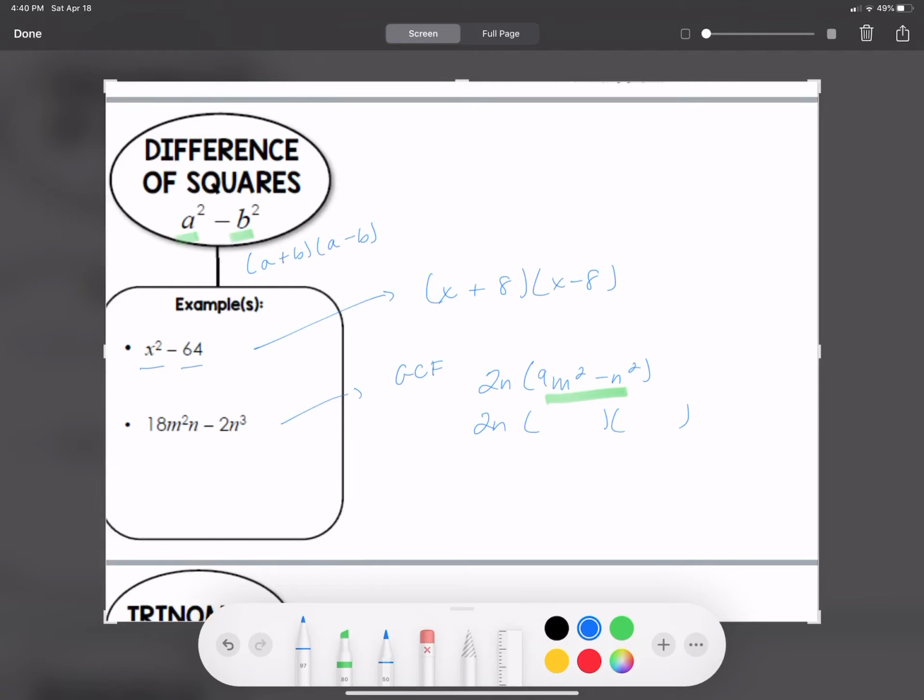And then what's the square root of 9m squared? Well, that's 3m. And what's the square root of n squared? Just n. And I separate them with a plus and a minus sign. So those are 2-term polynomials. Now, be careful because, for example, if we had x squared plus 64, this is not factorable because we don't have a subtraction sign separating those perfect squares. It only works with difference of squares.